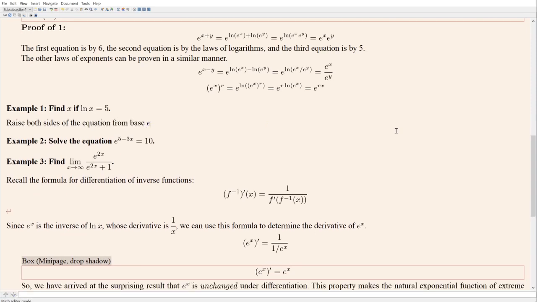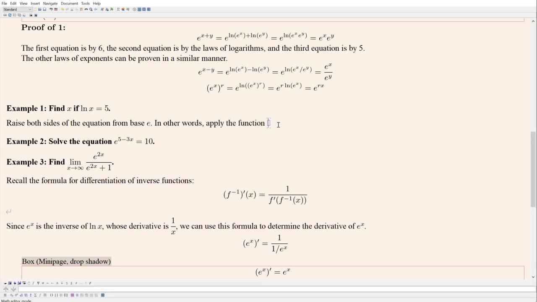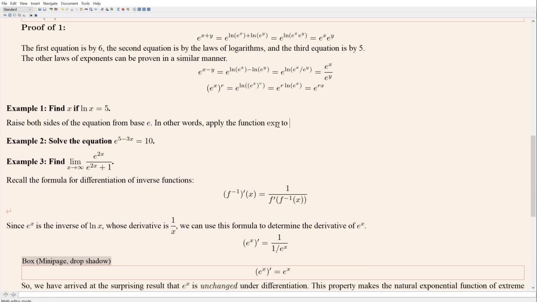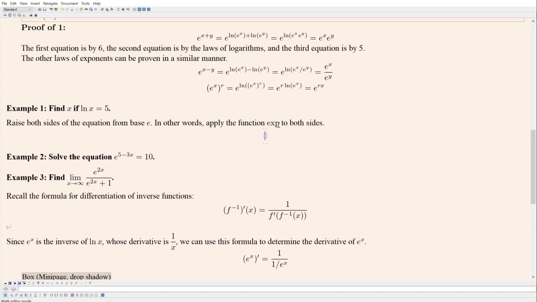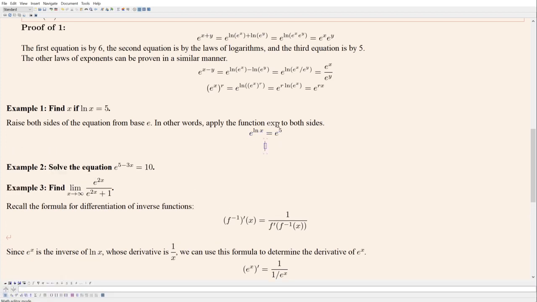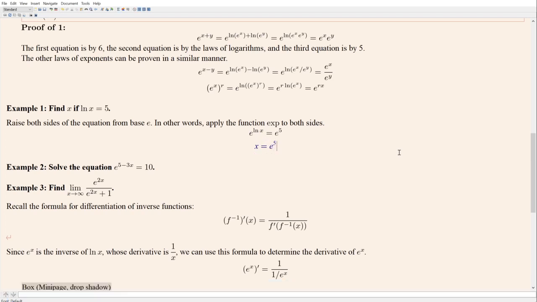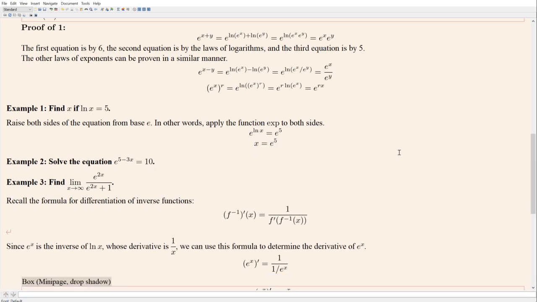Raise both sides of the equation from base e, or in other words, apply the function exp to both sides. We're applying a function to both sides. It's just that the notation we're using is kind of awkward. So take e and raise both sides to it. Well, by definition, this e and this natural log are going to cancel, so that means x is equal to e to the power 5. So that's what x is.